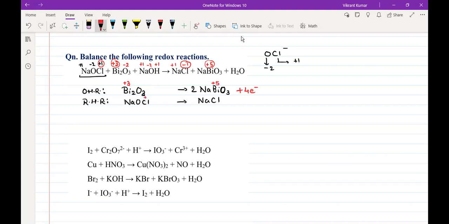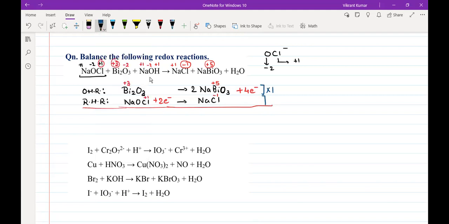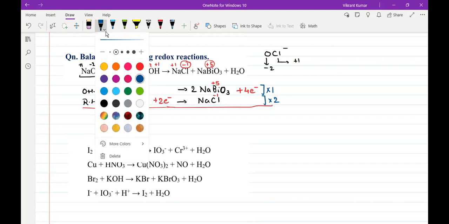Now here this was +1 to -1. What is the change? Sir, -2. Yes, but we don't say it with minus, total change is 2. So we'll be writing 2 electrons on the left side. Per atom there was a change of 2 and there is just 1 Cl atom. Now I need to add it. Before adding it, we need to ensure that the electrons are equal. So that's why we need to multiply by 1 and by 2. Yes sir, electrons will become equal.